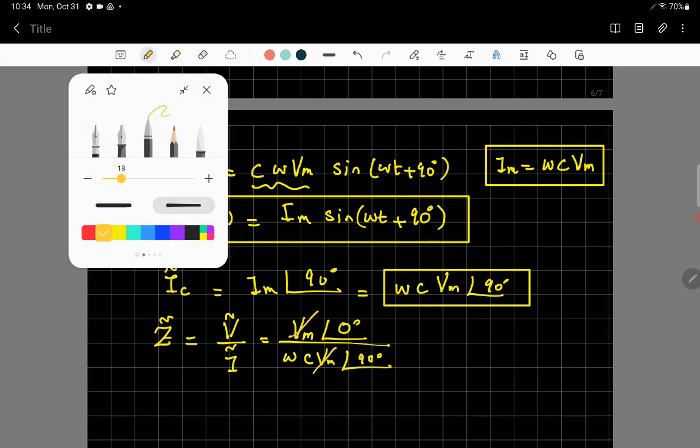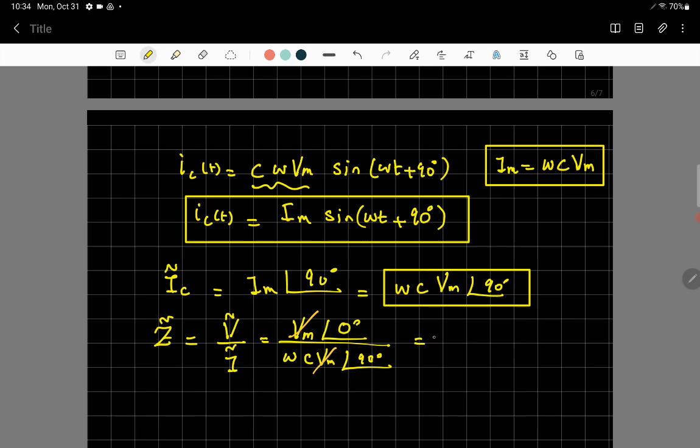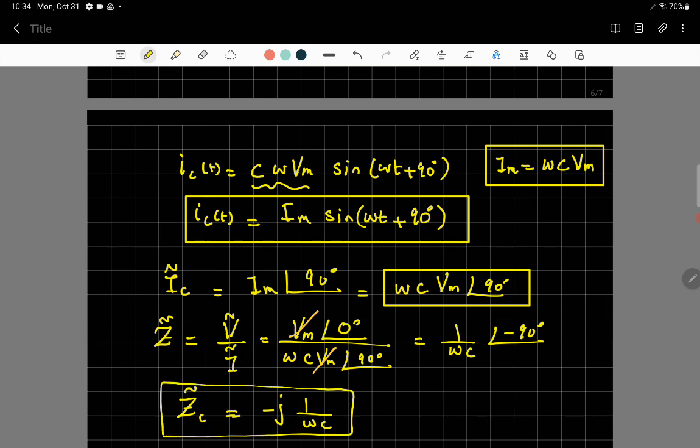So the result will be, Vm is cancelled already, 1 over omega c. And this 90 will go in the top as minus 90. We know minus 90 is equal to minus j. So you can write Z of the capacitor is equal to minus j, that's minus 90, times 1 over omega c. That's the impedance of the capacitor.